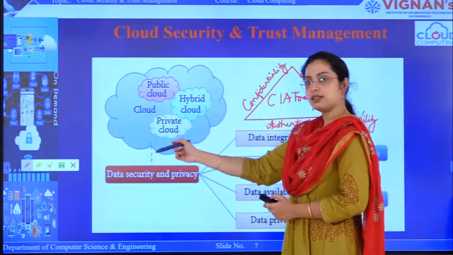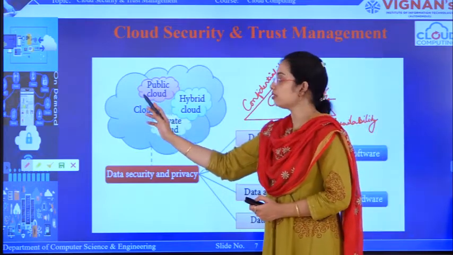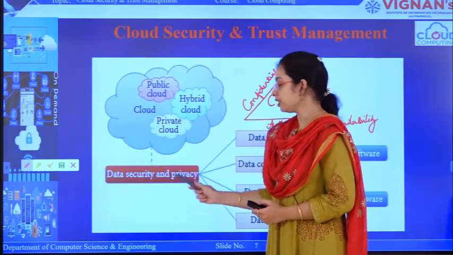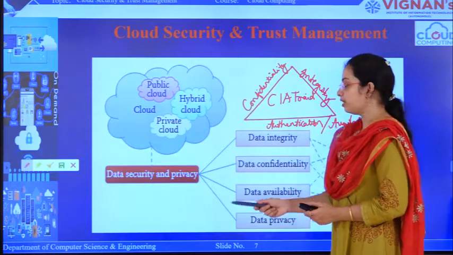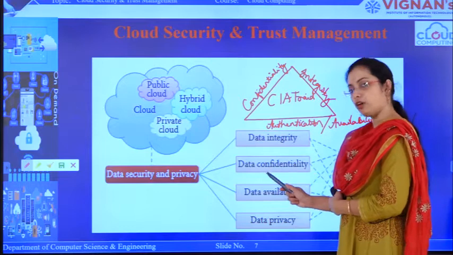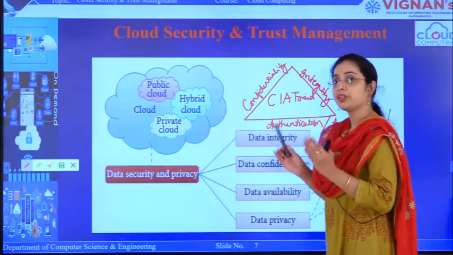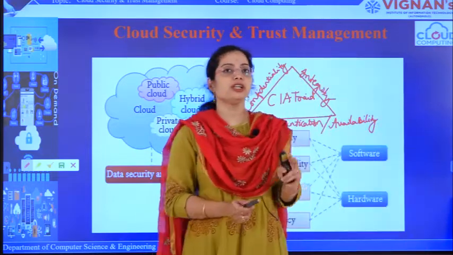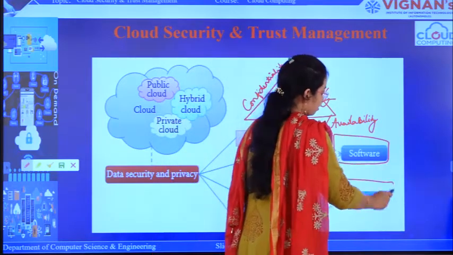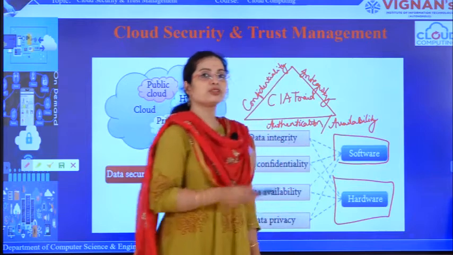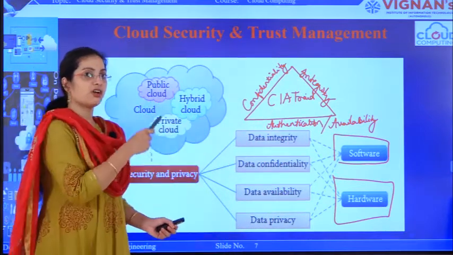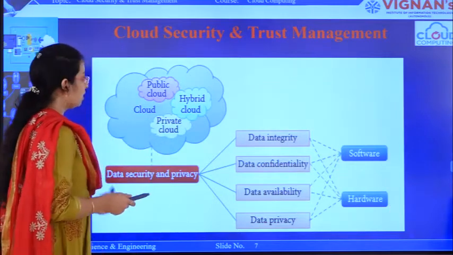Here we can see the cloud is providing its service in the form of either public, private or hybrid. So, data security is to be provided in privacy by satisfying these characteristics like integrity, confidentiality, availability and privacy, because here we are sharing important resources like software resources as well as hardware resources between the users. Okay. So, in depth we can discuss while we are discussing the particular lecture.